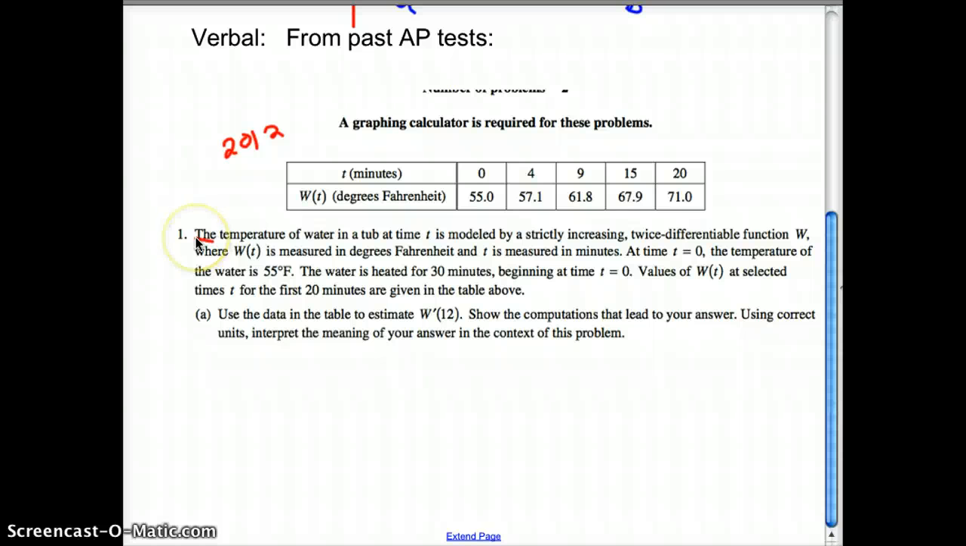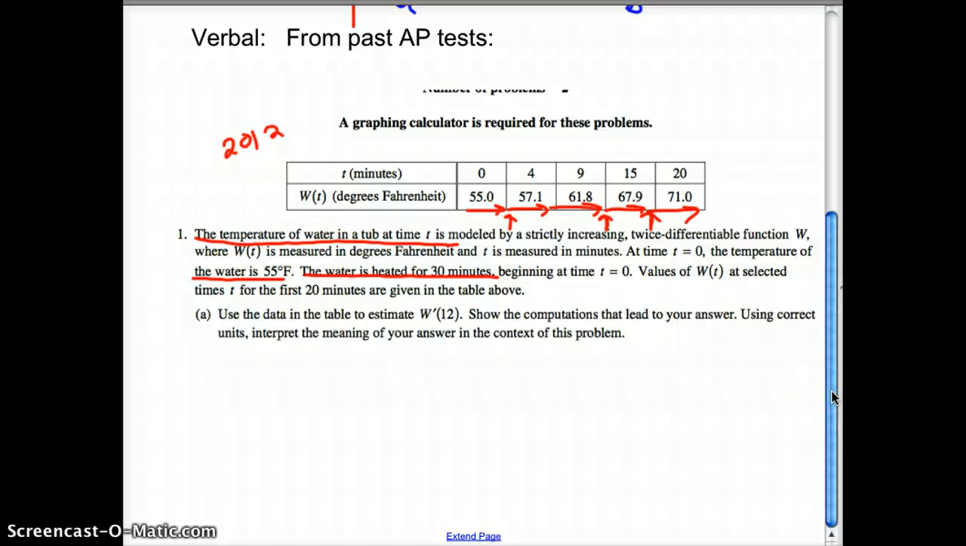So what we've got right here is some water in a tub being modeled by a strictly increasing function. You can see that temperature is going up constantly. It's not going up at the same rate. You can see right in here it went up only about 2 degrees, where over here it went up about 6, and over here it's back to only about 1 degree. So we don't have a constant rate of change. That would not make a line if I were to graph it. And it just says right here that it starts off at 55 degrees. They're heating it for 30 minutes, which is why I have an overall increase in temperature.